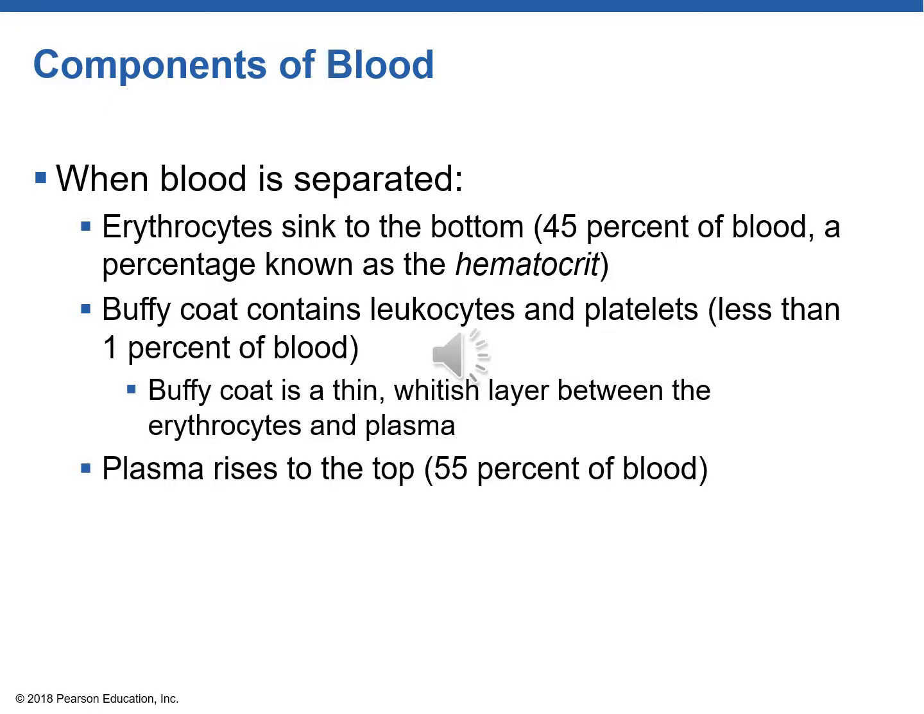And then we're going to have a layer called a buffy coat, which includes leukocytes, those are also known as white blood cells, and platelets. So they make up a thin little layer in the middle. And at the top of the vial, if we were to look at it, we would see a more amber, sort of clearish looking fluid called plasma has risen to the top. It makes up just over half of the blood typically.